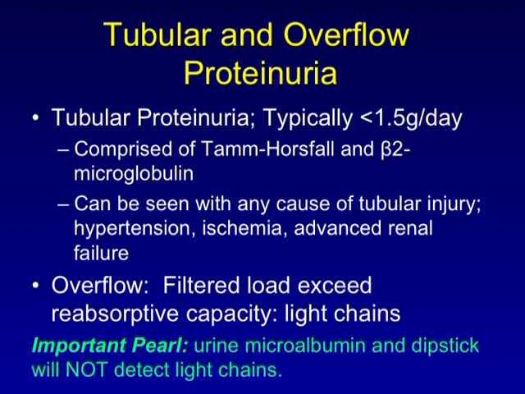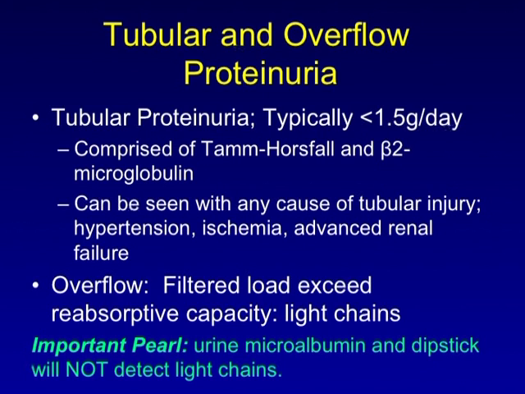So typically, tubular proteinuria is less severe in terms of the amount, usually less than 1.5 grams per day, or a urine protein to creatinine ratio of less than 1.5. It's comprised mostly of normal proteins that are typically found in the tubule, Tamm-Horsfall protein and beta-2 microglobulin. And as I mentioned previously, is really seen with chronic kidney disease and any cause of tubular injury. So hypertensive kidney disease, ischemic kidney disease, and really any form of advanced renal failure. We're not surprised if we see proteinuria in the 1 to 1.5 gram range.